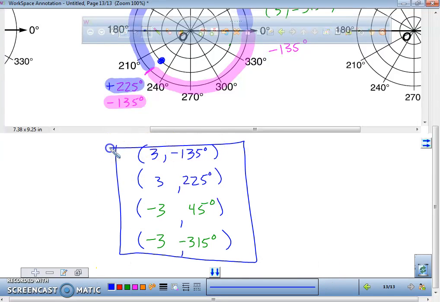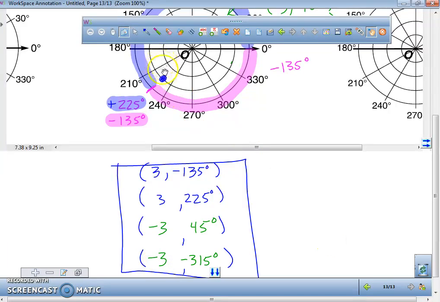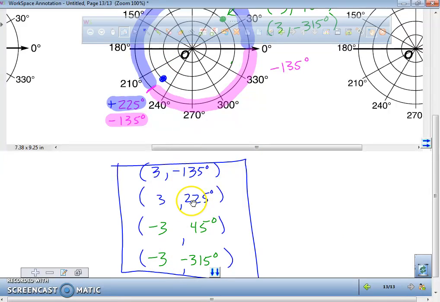These 4 answers all represent what? They all represent this point right here. There's 1, 2, 3, 4 different ways to represent it. In fact, there's an infinite number of ways, but these are 4 common ways to represent that point.